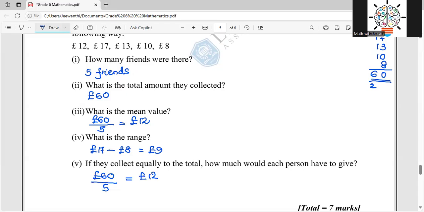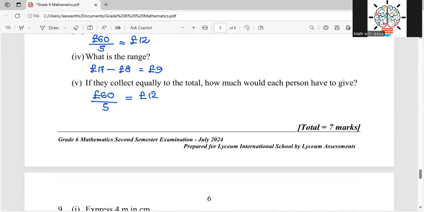If they collect equally to the total, how much would each person have to give? The total now here it is 60 pounds. That 60 pounds was calculated in different ways. The 12 pounds, 17, 13, 10, 8, there was a variation, right? So then each friend has given different values. But here they ask if they want to contribute to this collection equally, and if the total is 60 pounds as it is, how much should each contribute? It should be 12 pounds.